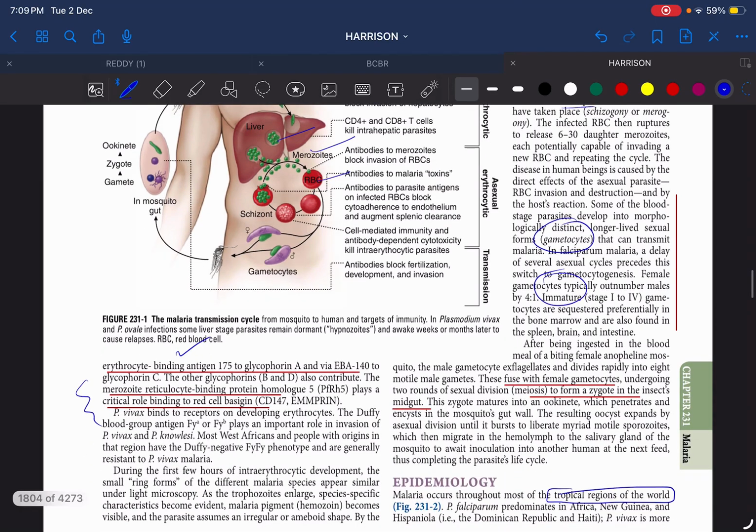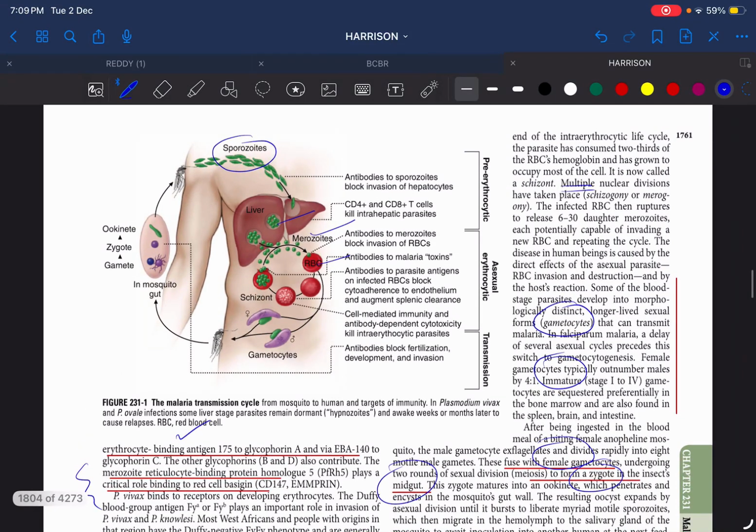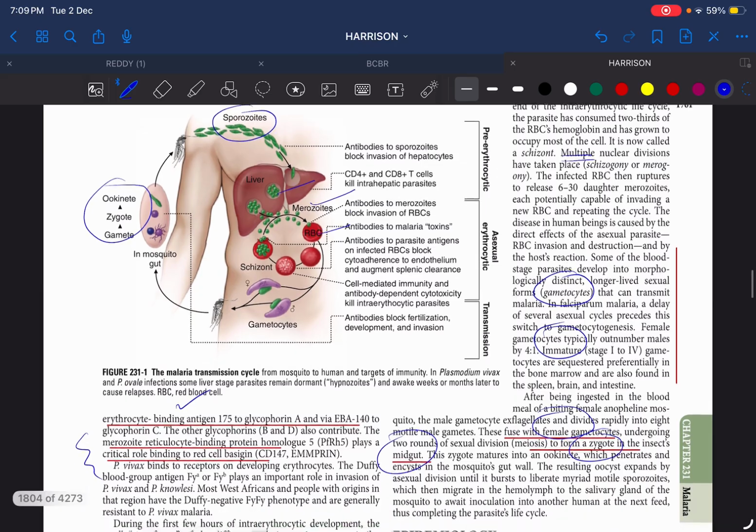And in the blood, we will have these male and female gametocytes, which will finally be taken up by whom? The female Anopheles mosquito during the blood meal, and the male and female gametocytes fuse, as a result of sexual division or meiosis, to form a zygote, which occurs in the insect's midgut. So the zygote is formed within the mosquito's gut, and this cycle repeats. So very, very important. This is an important detail about the malarial life cycle.